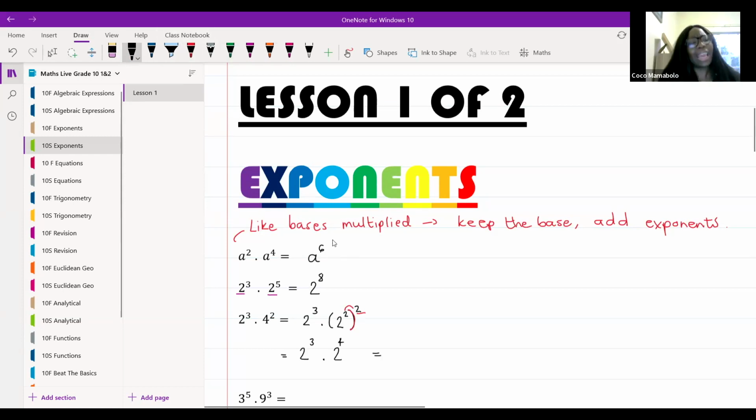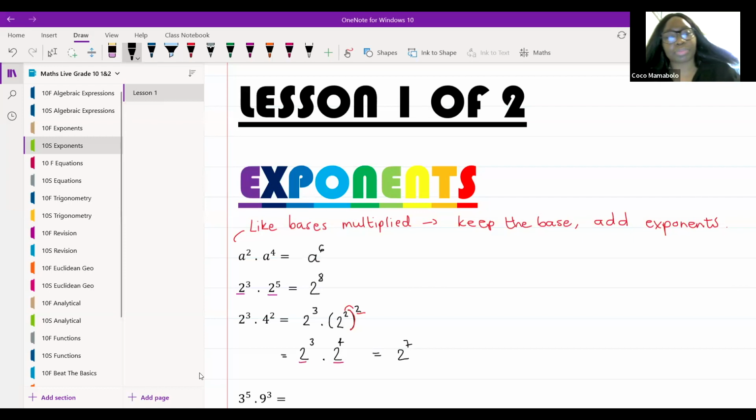Now, do I have like bases? Yes, I do. I've got a 2 and a 2. Those two are like bases. Therefore, I can keep the base and add exponents. 3 plus 4 is 7.